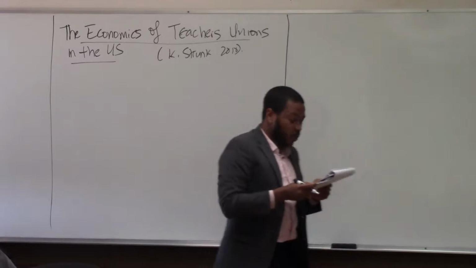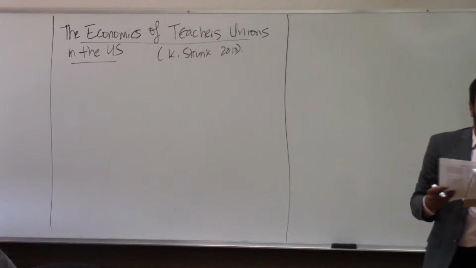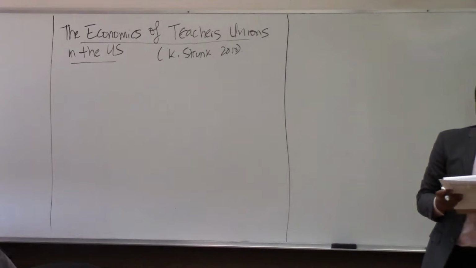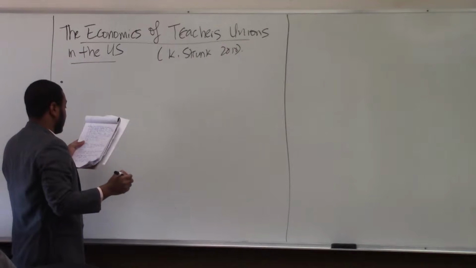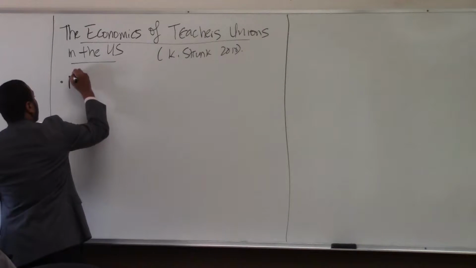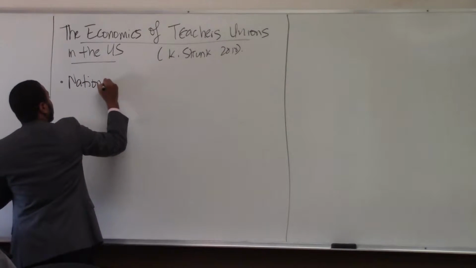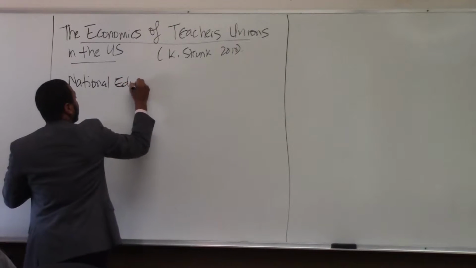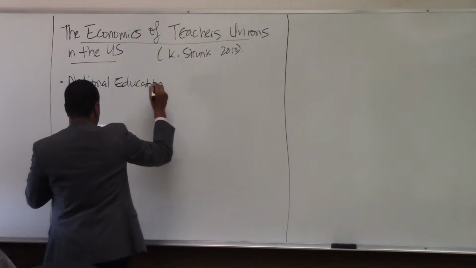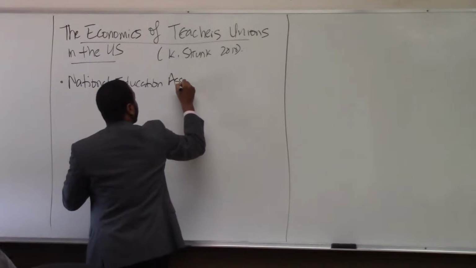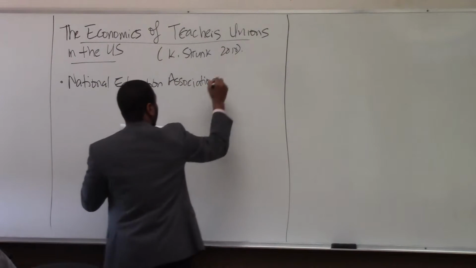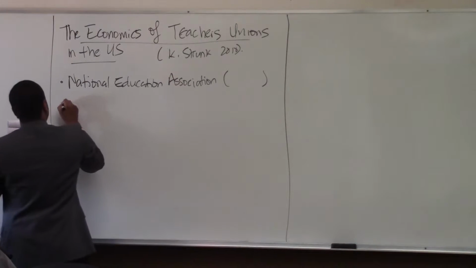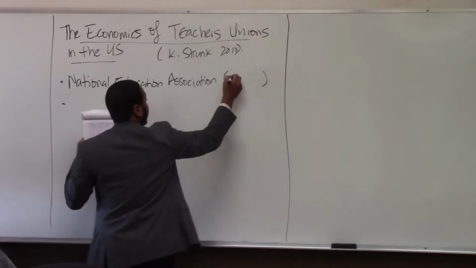So, what are the two major unions in the United States? The NEA and the AFT. The National Education Association and the American Federation of Teachers. That's right. So we have the National Education Association, which was founded when? 1857. Yeah, 1857.